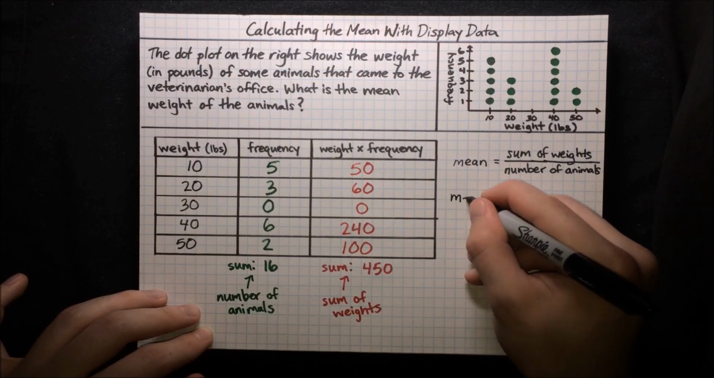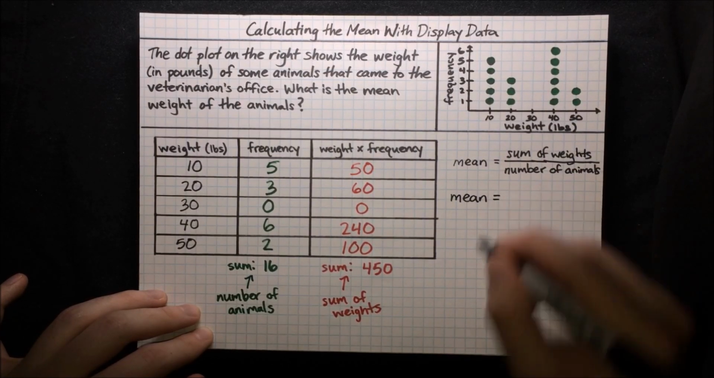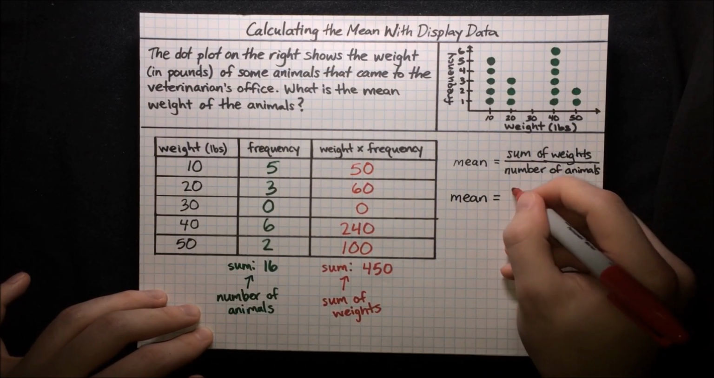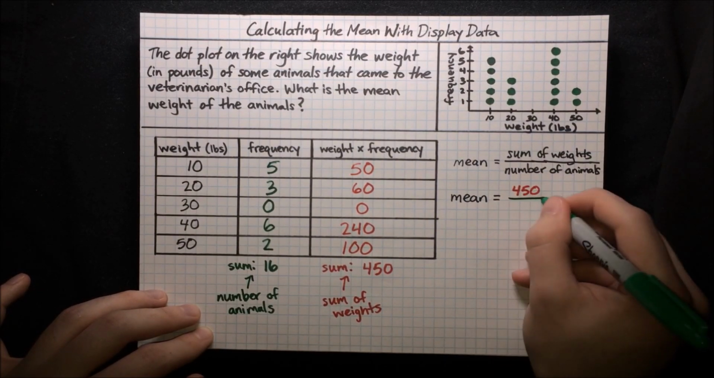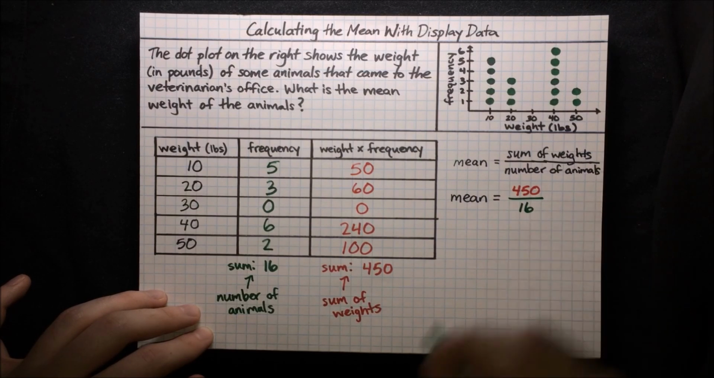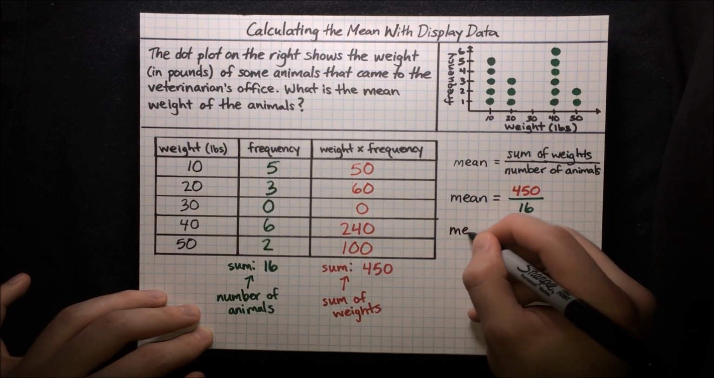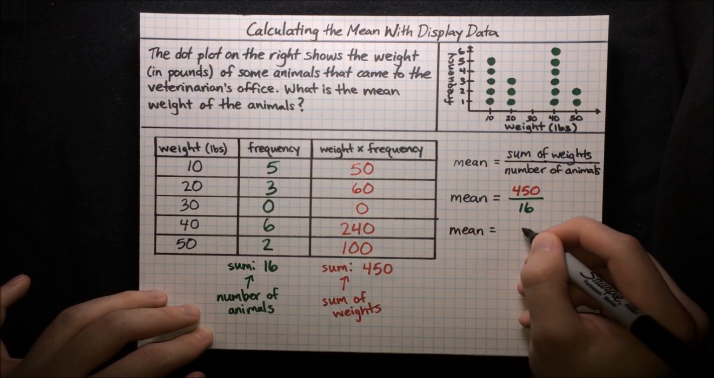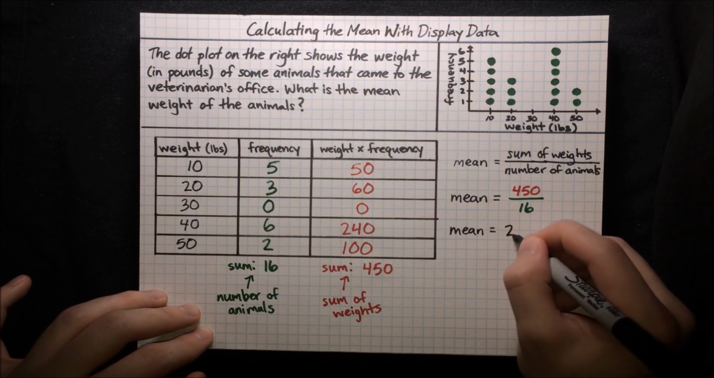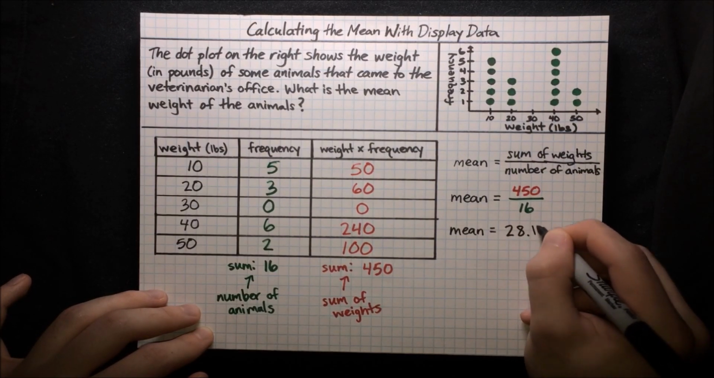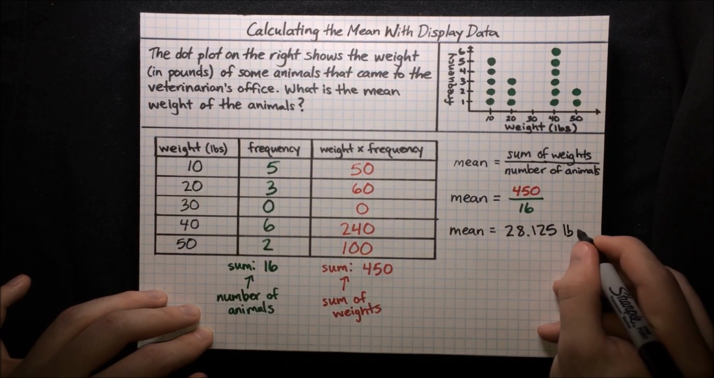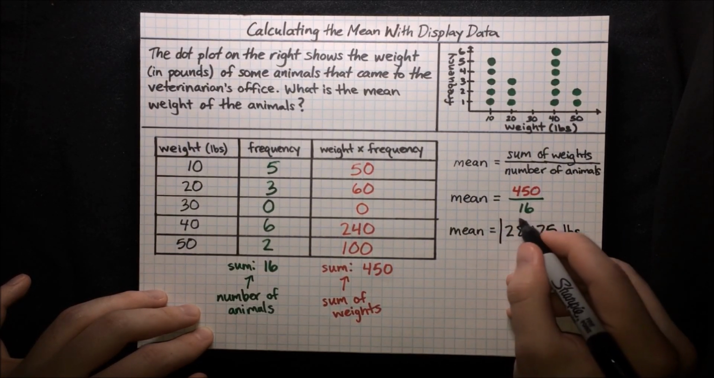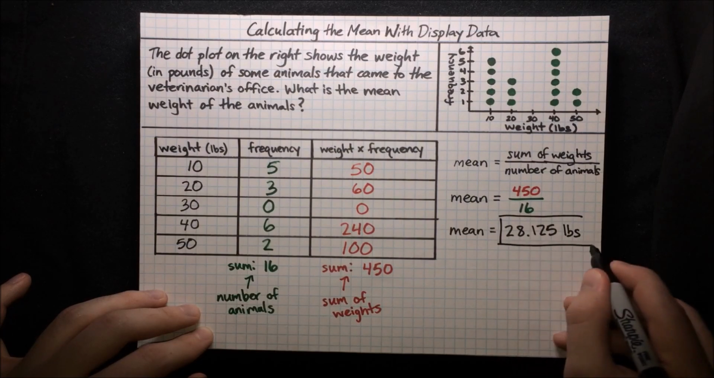So that means the mean is just equal to the sum of the weights, 450, divided by the number of animals, 16. So the mean is equal to 450 divided by 16, which is 28.125. And our units here are pounds. So there we go. There is the mean weight of the animals.